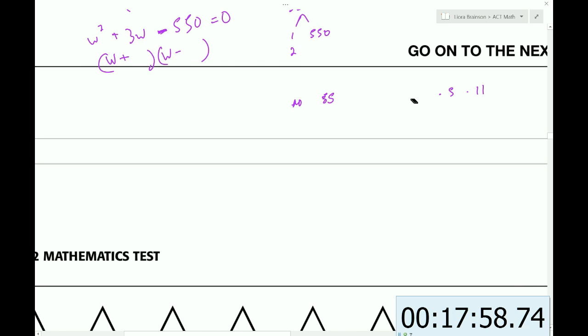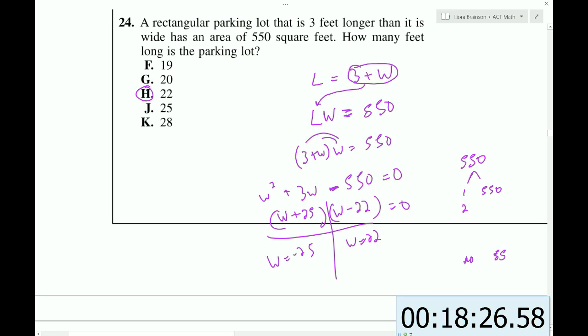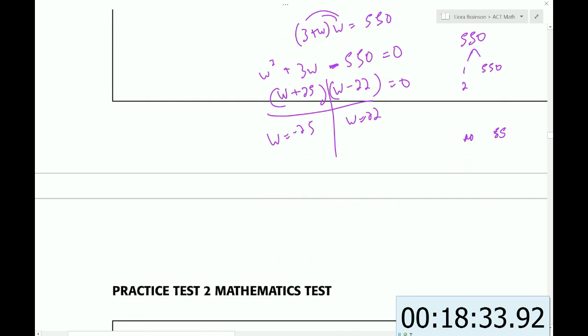And this 10 is really 2 times 5, right? And then these 5s put together is 25, and this is 22. So these would also build up to be the 550, and they have a difference of 3. So 25 goes first, because the bigger number always goes first. Then we split it, and we get negative 25 and 22. Alright, so if you had trouble with factoring this, we can also use the calculator to find the roots via y equals, okay?